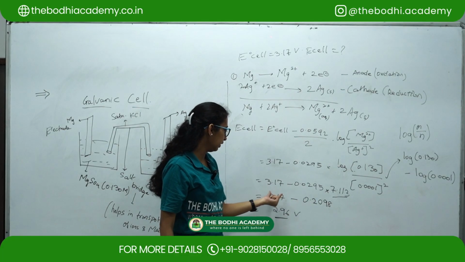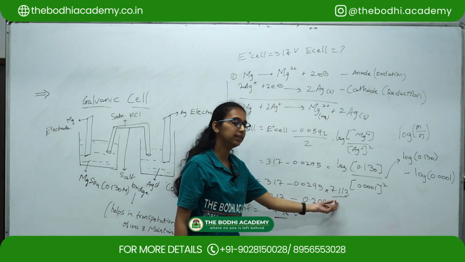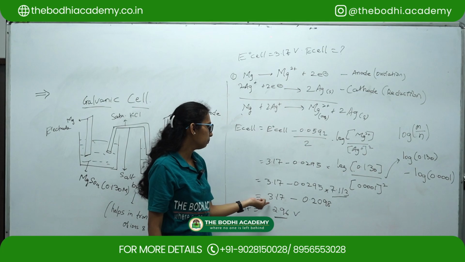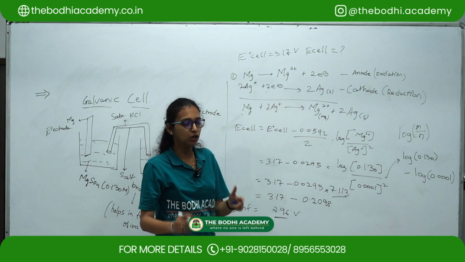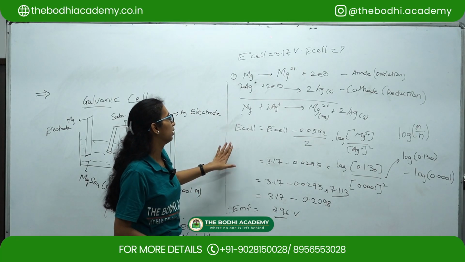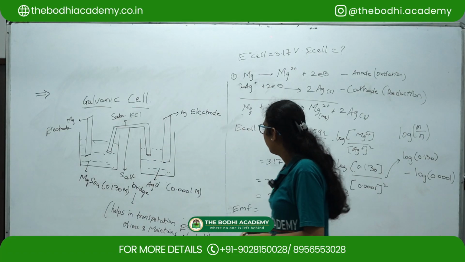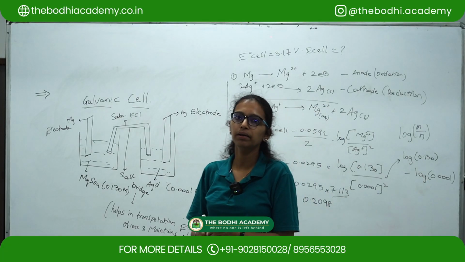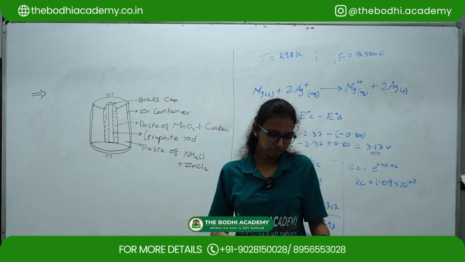So you solve all this: 3.17 minus, multiply whatever answer you are getting with this. After solving this log, you will get this answer approximately. Then minus this, you will get your final answer, 2.96 volt. So 2.96 is an approximate answer, but close to this. While solving you will get the EMF. EMF is 2.96 volt, and the log after solving is 7.113. Okay, that's it. Let's start with the next question.